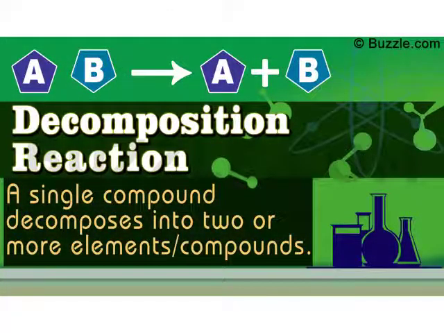What is a decomposition reaction? In a decomposition reaction, a single compound AB decomposes or breaks into two or more elements or compounds, A and B. That means in a decomposition reaction, on the reactant side, there will always be one single substance AB, whereas on the product side, there will be two or more substances formed, A and B. A decomposition reaction is just the opposite of a combination reaction.